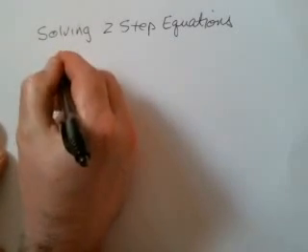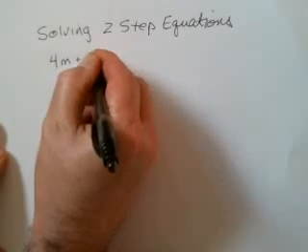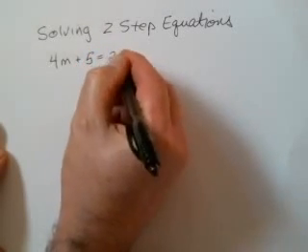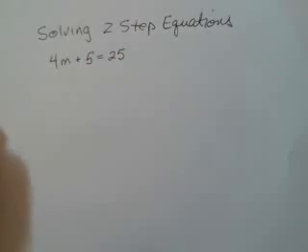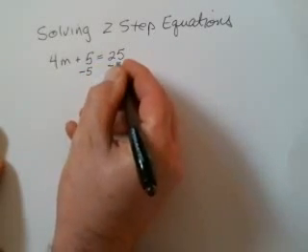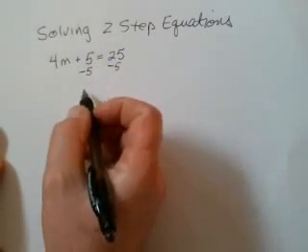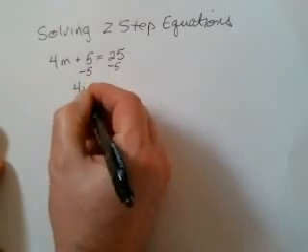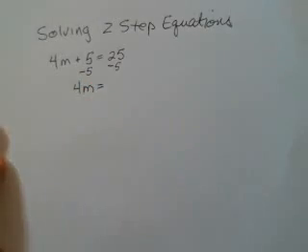So, for example, let's say I have an equation like 4m plus 5 is equal to 25. Now, I know my goal is to get m equal to a number, okay? So I'm going to do things to both sides of the equation until I get that. Well, normally we add or subtract first, so I'm going to subtract 5 from both sides. I got 4m plus 5 minus 5, that's simply equal to 4m. And 25 minus 5 is 20.